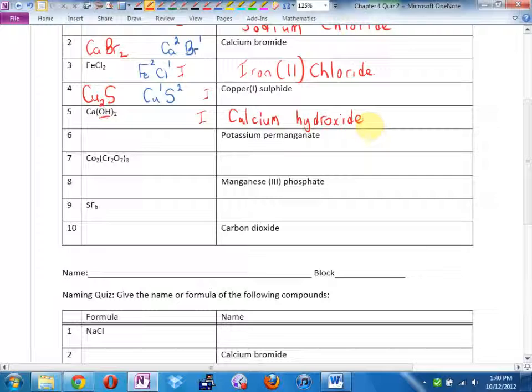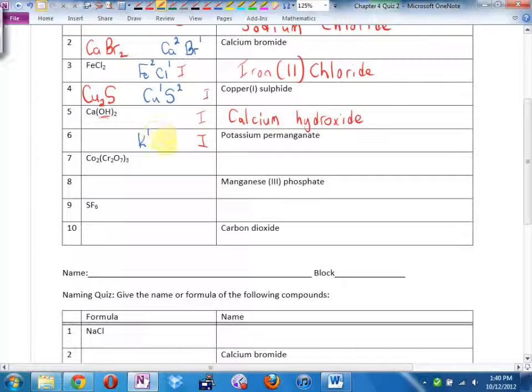Potassium permanganate. Okay. Ionic or covalent? Potassium is a metal. It's ionic. I'm going to crisscross. I know potassium, that one I do have memorized. It's got a charge of 1. I have no idea what permanganate is. MnO4, and I'll put it in brackets because I'm treating it like it's one weird element.